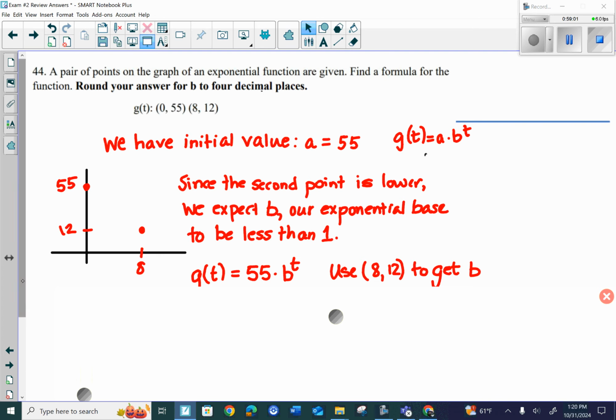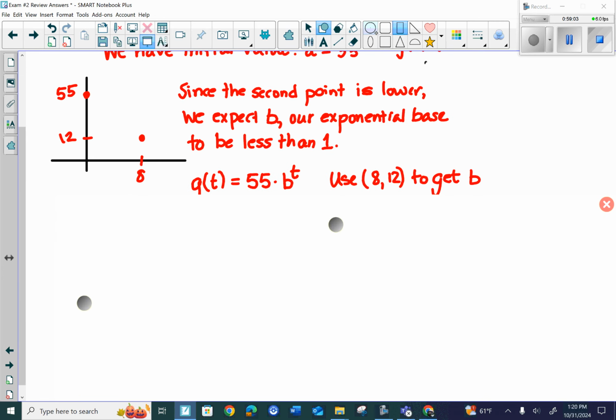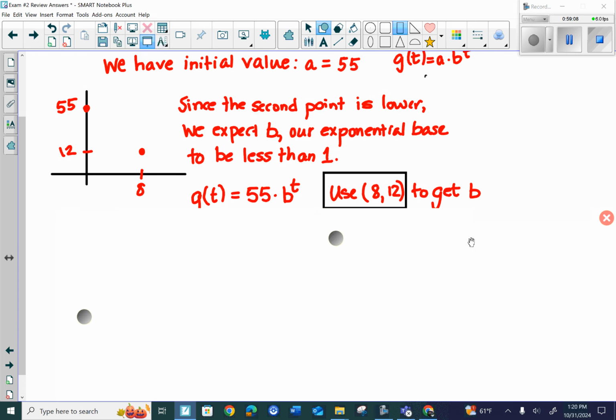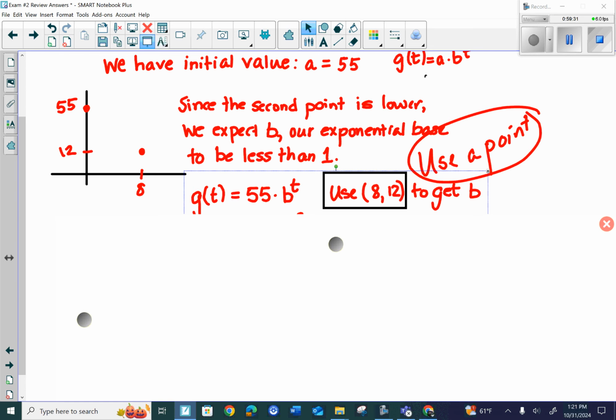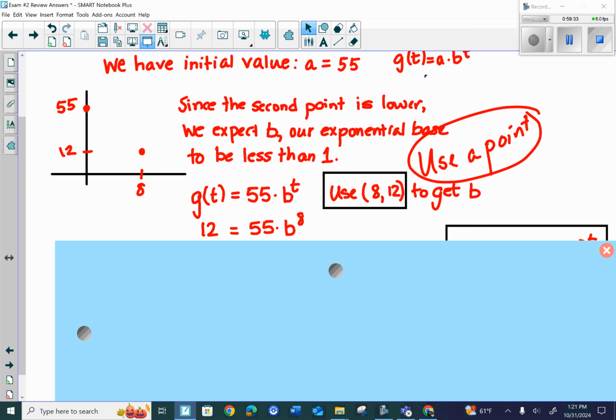Okay, and again, we're going to use that other point to get b. We have one missing part in our exponential function. It's b. We were given a. We need to find b. This is that strategy of use a point. Use a point to get b. So we put 8 in for t and 12 in for g, and we get that. Now we're going to solve for b.